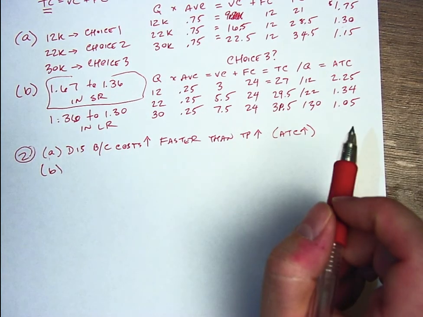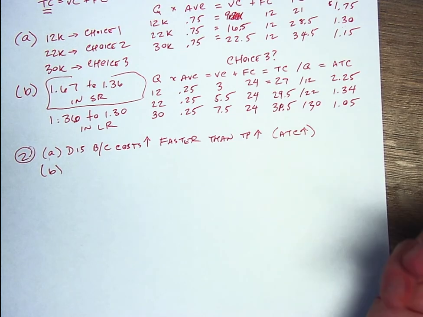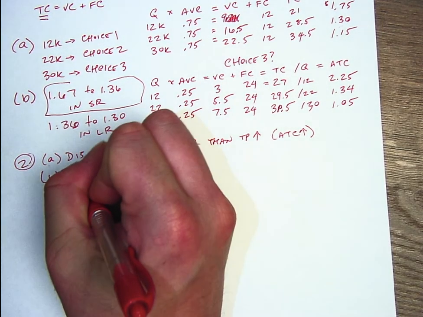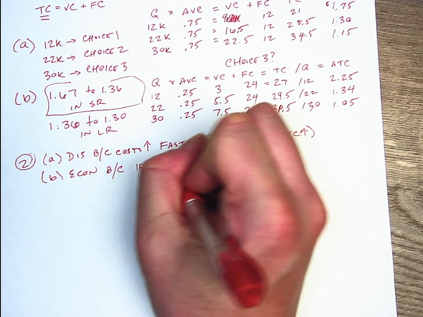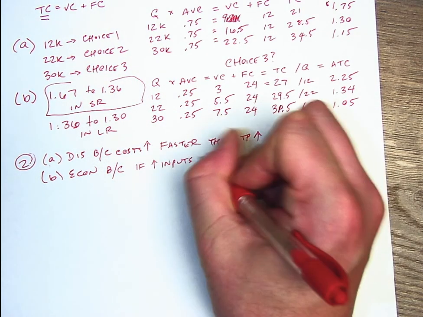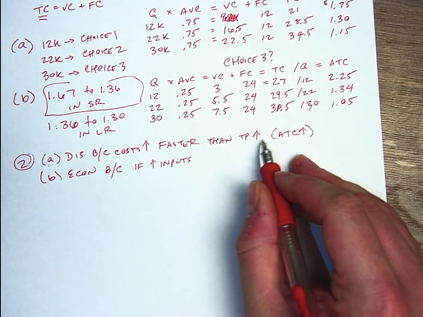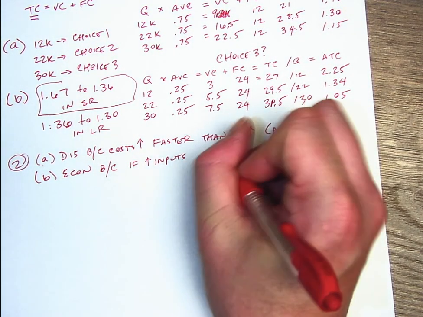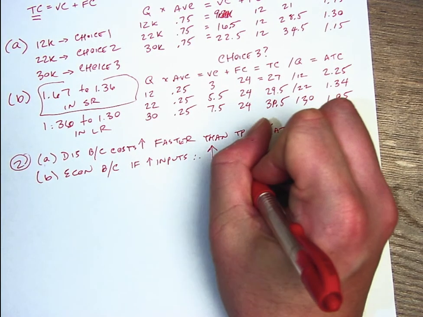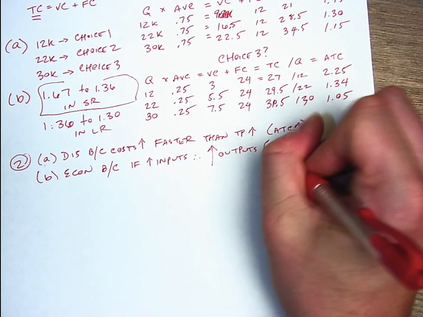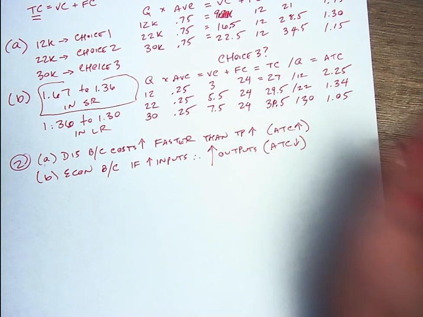For B, it says a diamond mining company. For that one, they're probably in the economies of scale, because if they increase their inputs, they can likely realize a much larger increase in total product. So we would expect an even larger increase. That's my big arrow in outputs. So we'd say ATC would be going down if we got bigger.